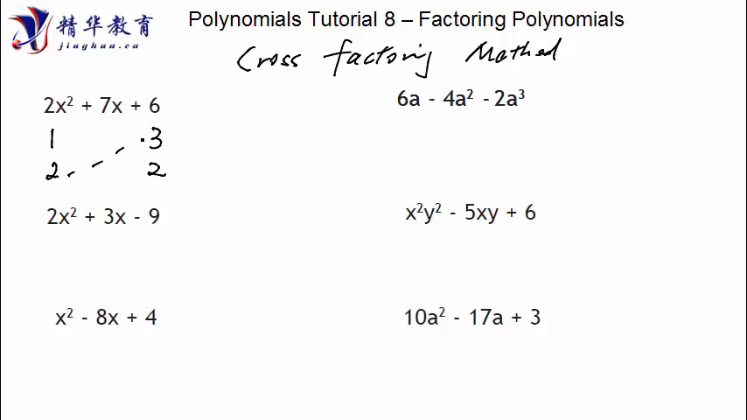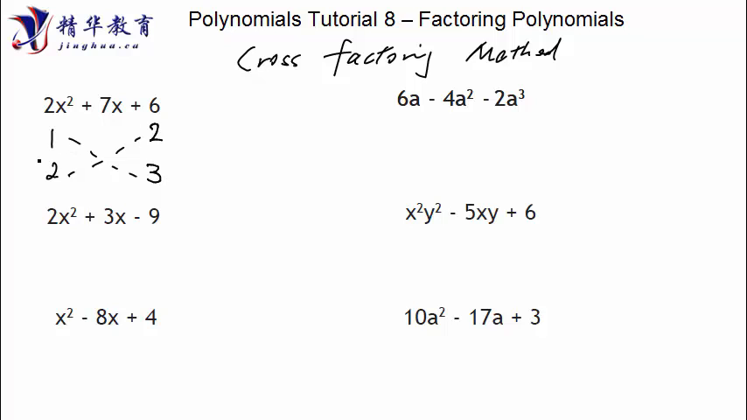So like this, 2 times 3, which is 6, right? 1 times 2, which is 2. Is 2 plus 6 equal to 7? No. So that means this is not right. So what do we do? We switch it. We switch to 2 and 3. So 2 times 2 equals 4. 1 times 3 equals 3. So 4 plus 3 is 7. That's great. So we're done.